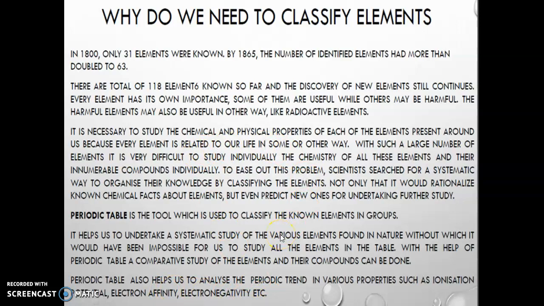You can understand this concept. Just suppose we have 2000 students in our school. Then it is very difficult to remember all the students by their names. That's why we need classification. We have to classify the students in various classes, then in various sections. So it is just a way to understand the number of students. That's why we need classification.